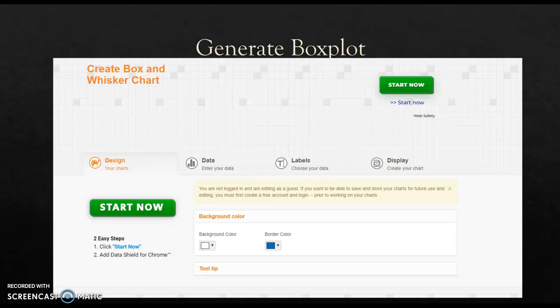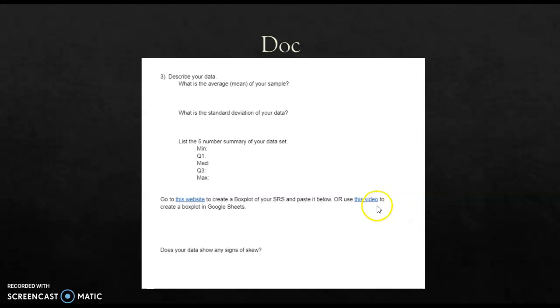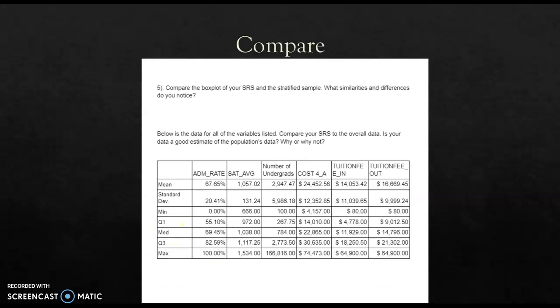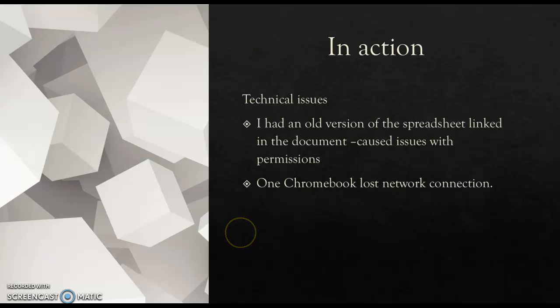There was also a link in the document to a video on how they could create it using formulas in Google Sheets. Some of the students who were comfortable with that wanted to create the box plot that way. And then they would analyze it and compare these two distributions to each other, and also to the population parameters that I had already calculated for them.